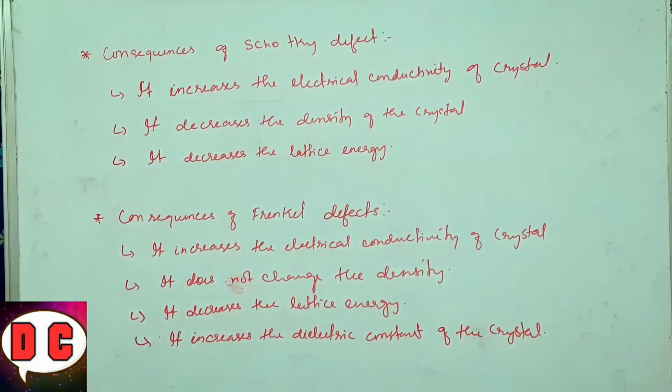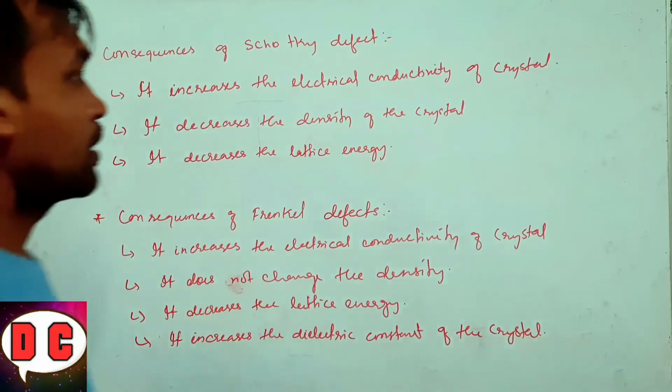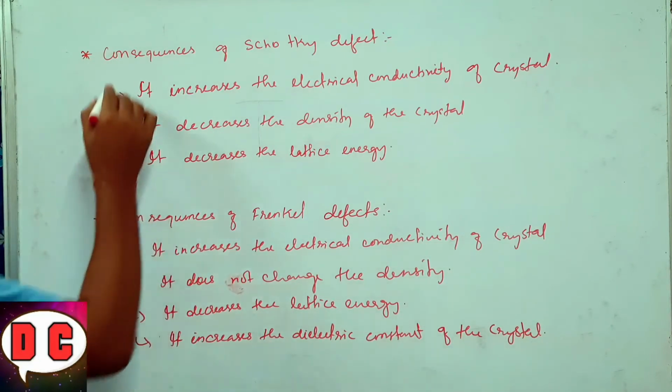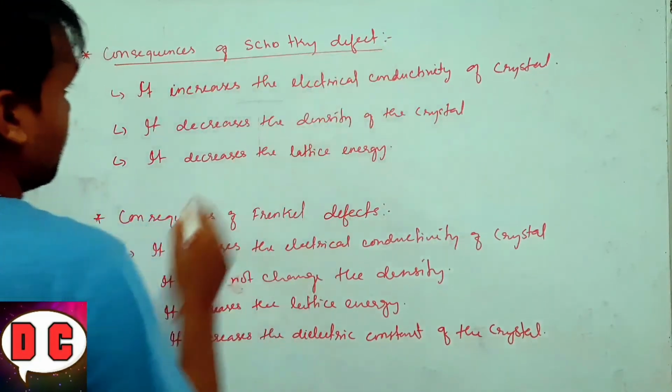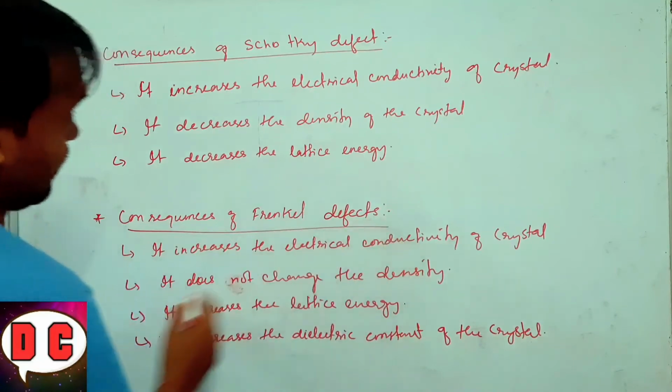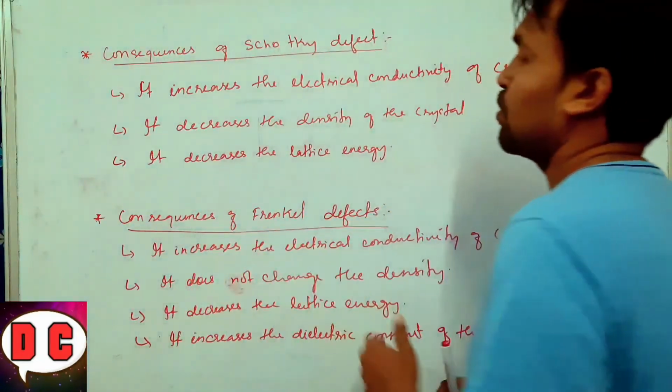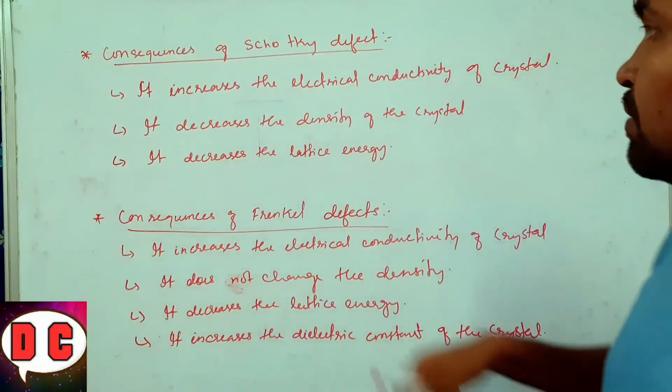Okay, dear students, so now we are going to see the consequences of Schottky defect. That means, what are the things which happen because of this Schottky defect. What happens in the crystal because of the Schottky defect and the Frenkel defect, we are going to see. So you can look at Schottky defect. Because of the Schottky defect, what happened?